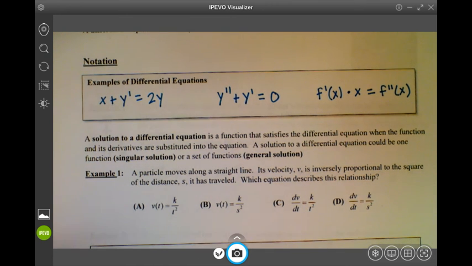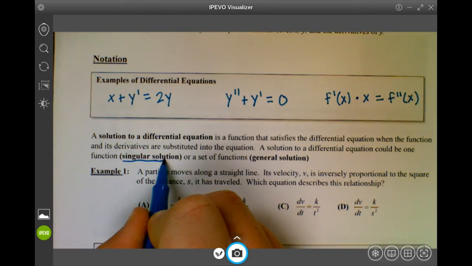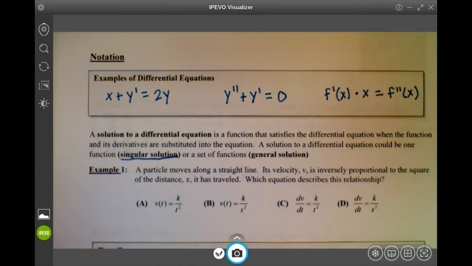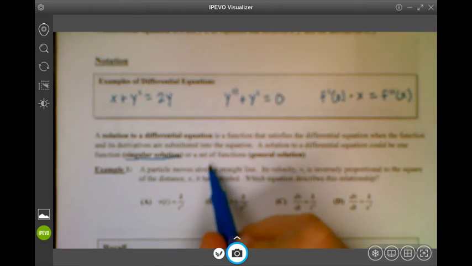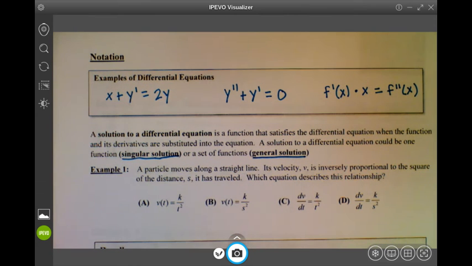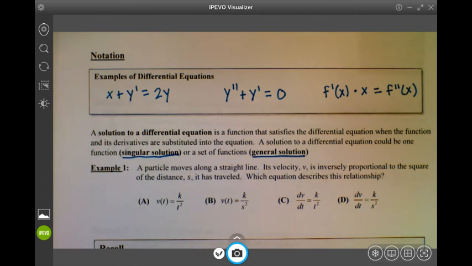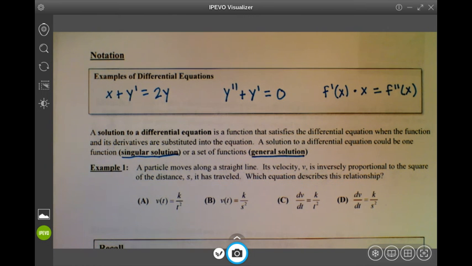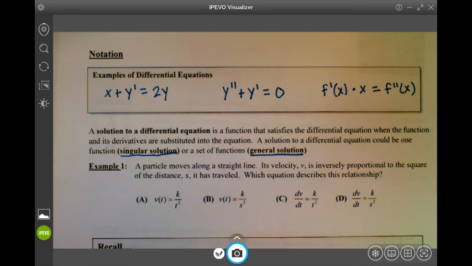And it's possible to have what we call a singular solution, where you have just one specific function, or you could have a set of functions that work, and that's called a general solution. So you'd have more than one function that would be a possibility. All right, so in this first section, 7.1, we're going to talk about just writing differential equations. Hopefully this first part doesn't go too bad. And then in 7.2, we'll talk about verifying that functions are solutions to differential equations.